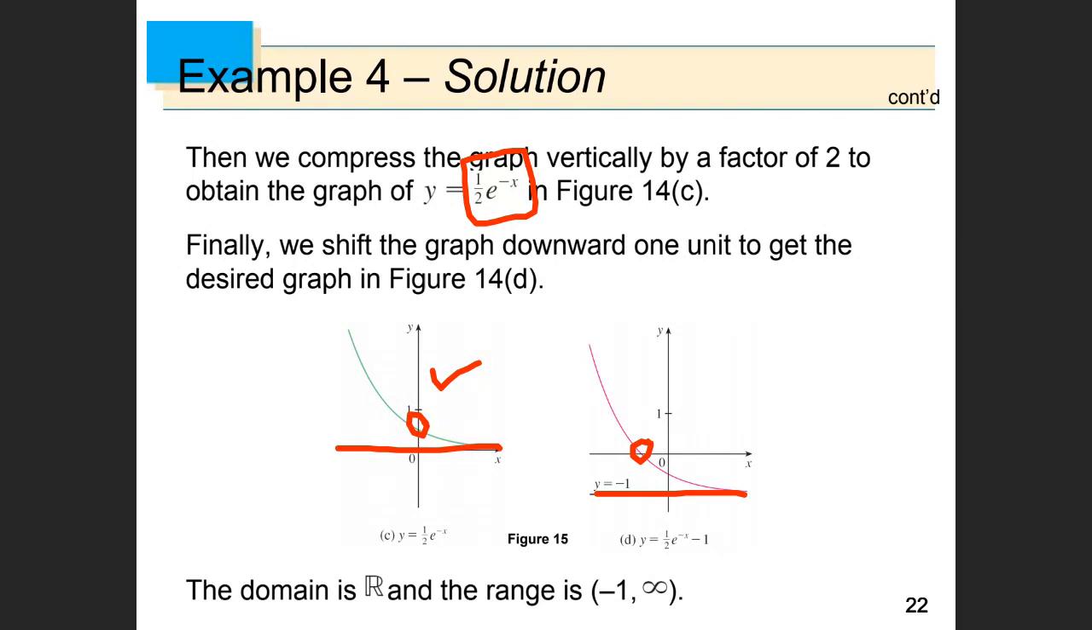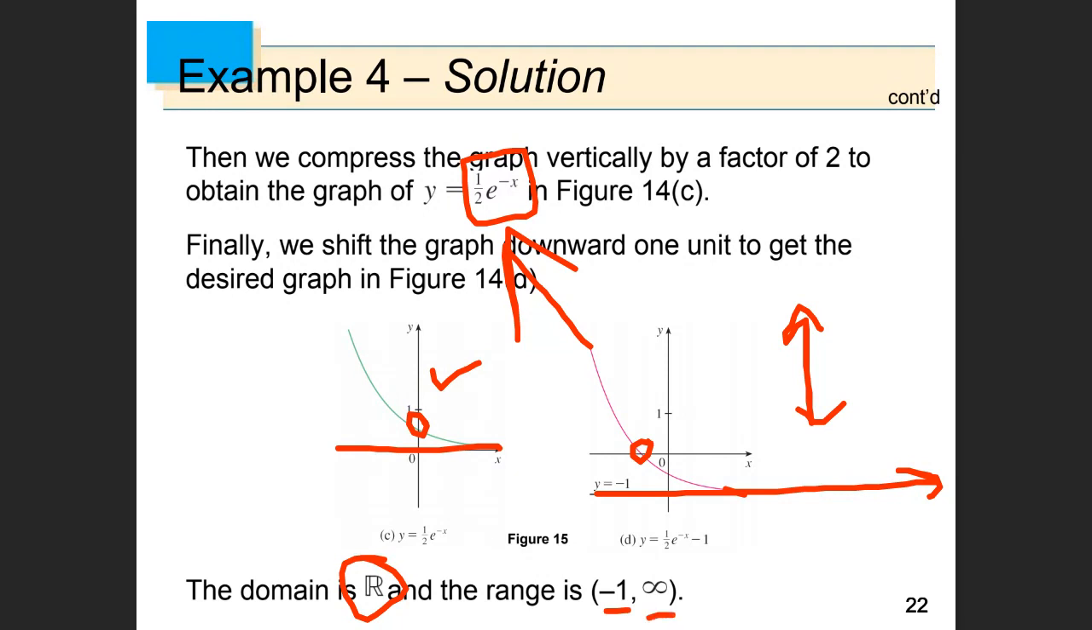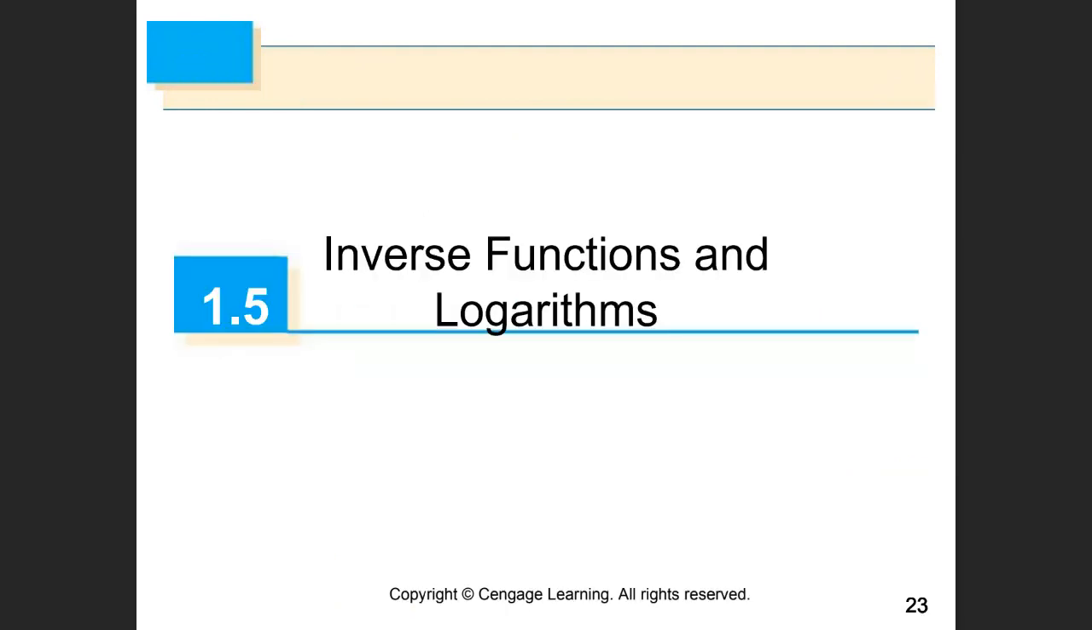Okay, let's discuss the range and domain. Domain, again, notice it goes all the way to minus infinity in this direction, and all the way to plus infinity in this direction. Therefore, it's the set of real numbers. And then for the range, obviously, we're looking in this direction. We already know that it can't cut that line y equals minus 1. So it's going to be from minus 1 all the way to infinity. All right, go practice, guys.